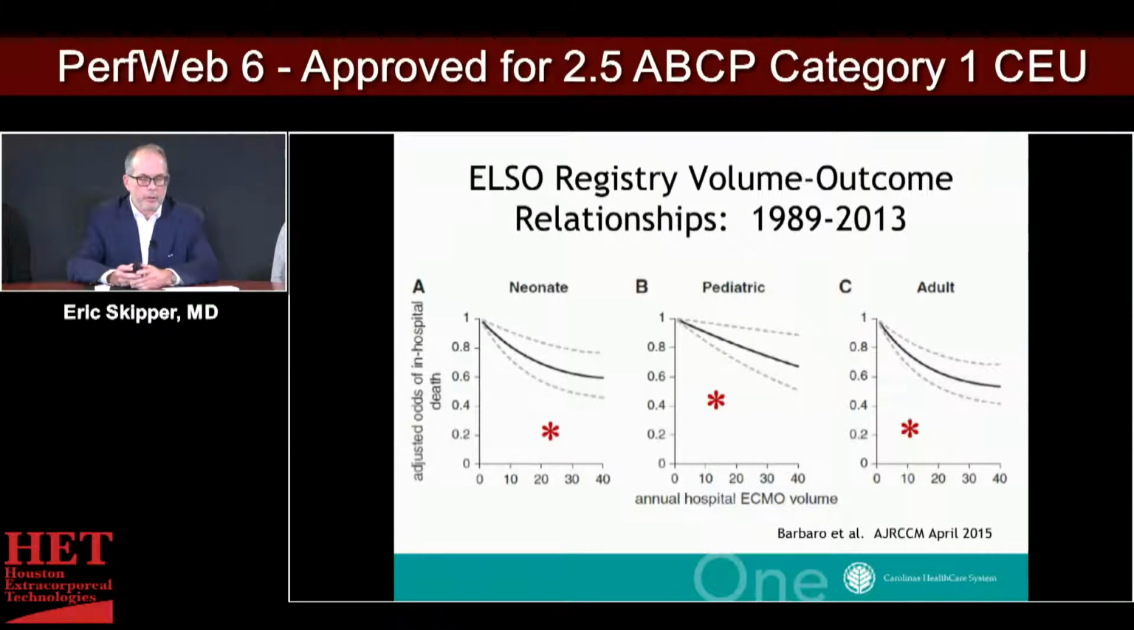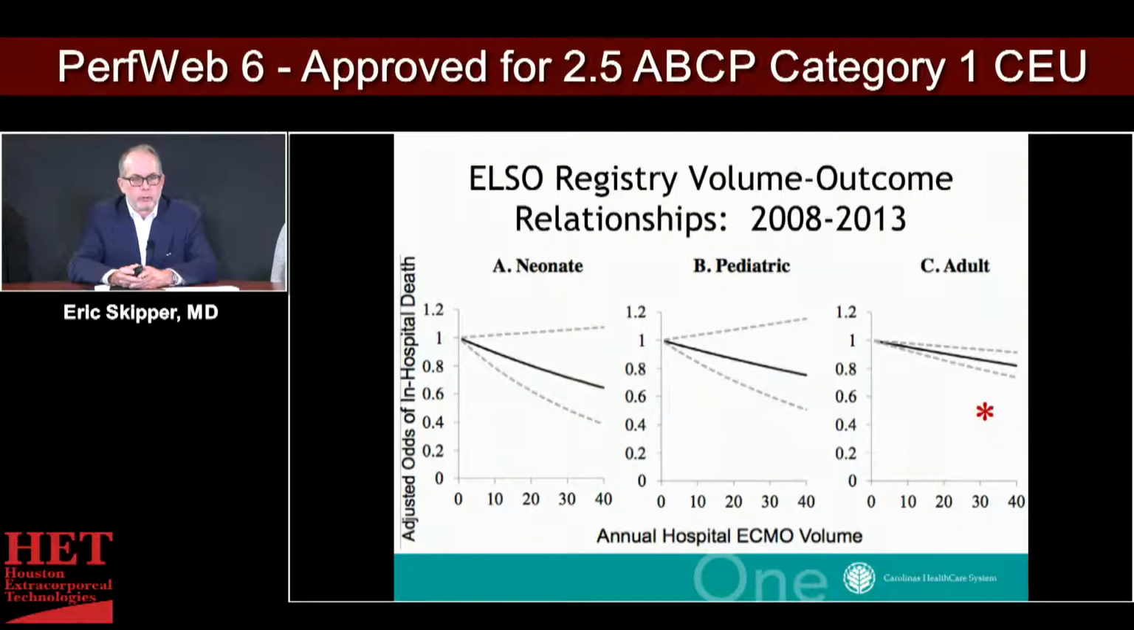Here you see in a very different presentation, but similar data, that outcomes did change with number of cases performed, i.e. hospital volume, across neonate, pediatric, and adult if one looks at 89 to 2013. And if one goes to 2008 to 2013, one sees less dramatic changes except in the adult population when you're doing 30 or more cases.